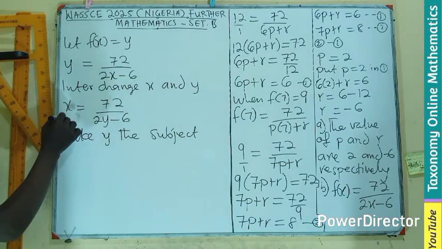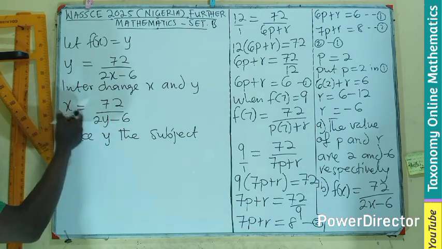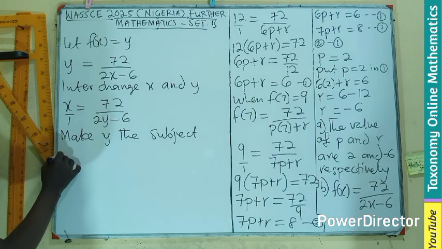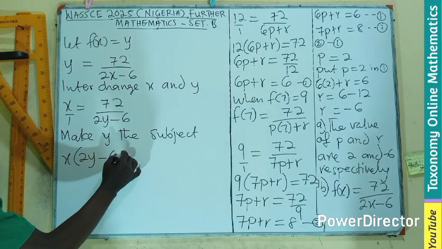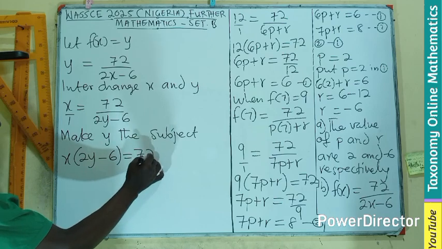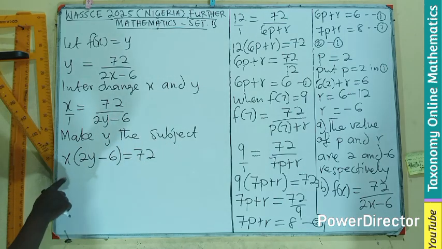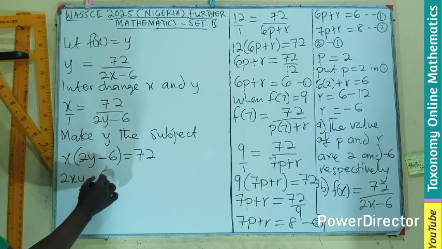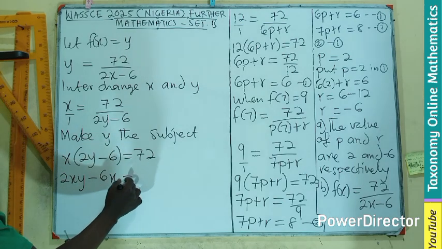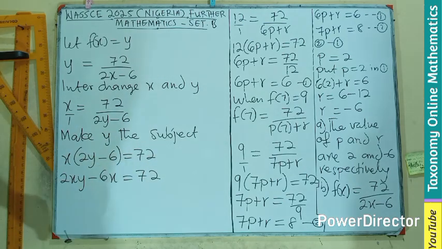So in making y the subject, remember it's a fraction. So we cross multiply, as we'll be having x multiplying 2y minus 6 equals 72. If I like, I can divide both sides by the x so that x will live here. Then I'll go and subtract this. But let's see if we can expand. 2xy minus 6x equals 72.